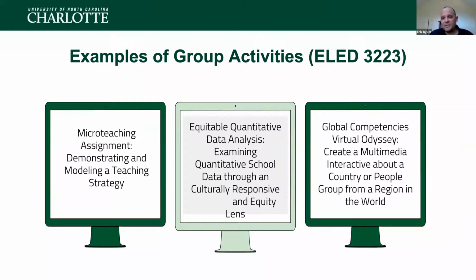Another group work assignment is the equitable quantitative data analysis assignment. And this is where I had my students examine and analyze data from the Civil Rights Data Collection from the United States Department of Education. They had to examine district-wide data from school districts in North Carolina, as well as school-specific data, and look at the disparities in the data across race, gender, etc., and be able to make recommendations about how in their future teaching practice, through a culturally responsive and equitable educational lens, they could address those disparities.